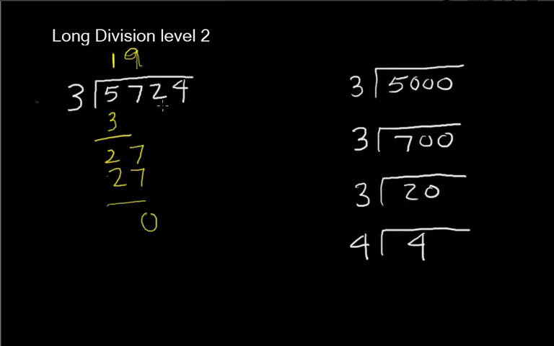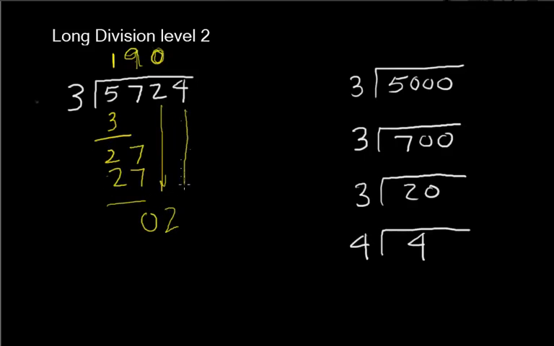Now I can bring down the 2. And remember, this is really 20. Right? So we're dividing 3 into 20 now, not 2. Okay, so 3 goes into 2 0 times. So we have to put that 0 up there. And that's going to be our little placeholder there because it goes in 0 times.